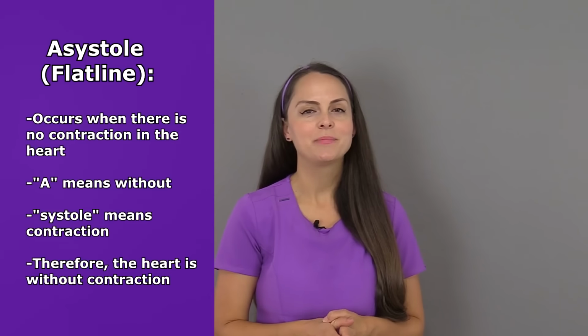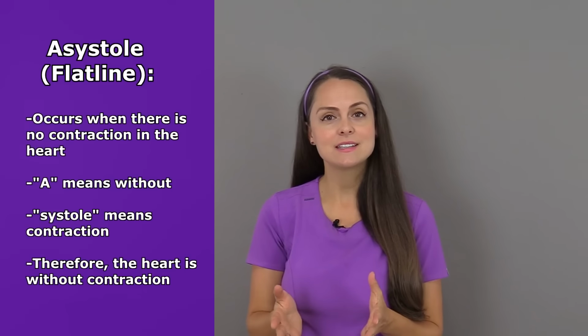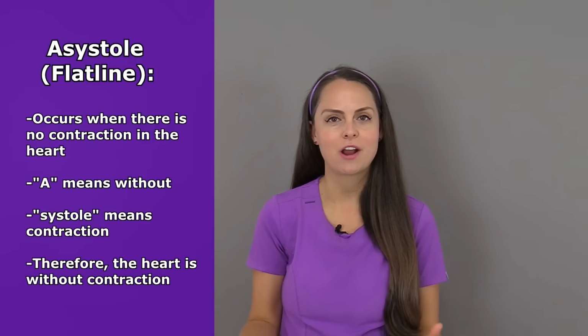Our next rhythm is asystole. Asystole occurs when there is no contraction in the heart. Whenever you look at the word, look at the letter A. That means without, and systole means contraction. So whenever you put that together, we have no heart contraction.